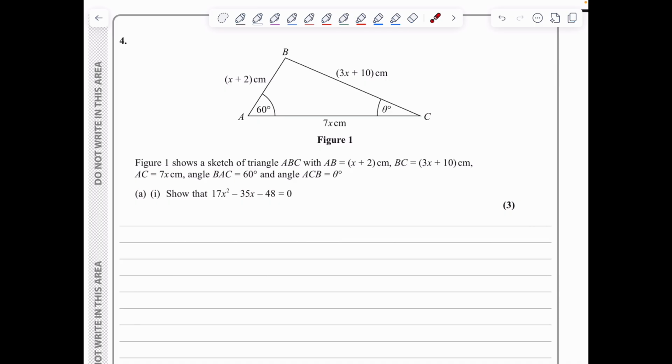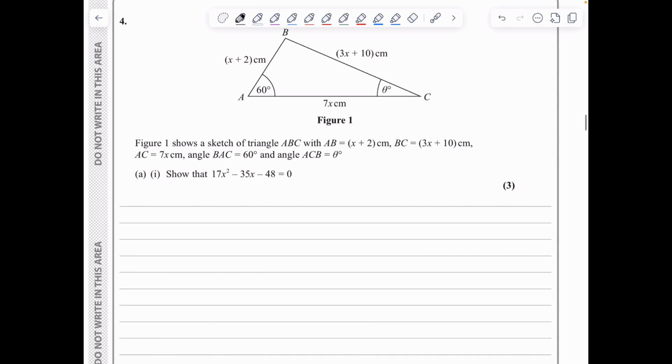In question 4, we're given a sketch of triangle ABC with all lengths being given in terms of x. In addition, we've got that the angle A is 60 degrees and the angle C is theta degrees. And we need to show that 17x squared minus 35x minus 48 is 0. So I will be using the cosine rule. I will be starting from 3x plus 10.